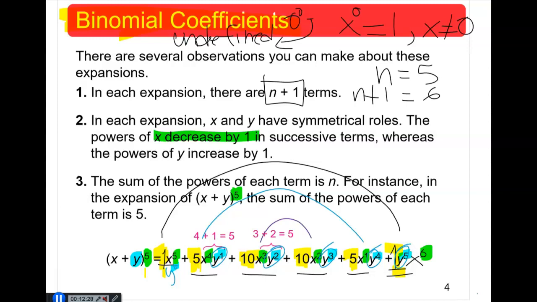And then finally, number 3, the sum of the powers of each term is equal to 5. So 5 is the biggest exponent.